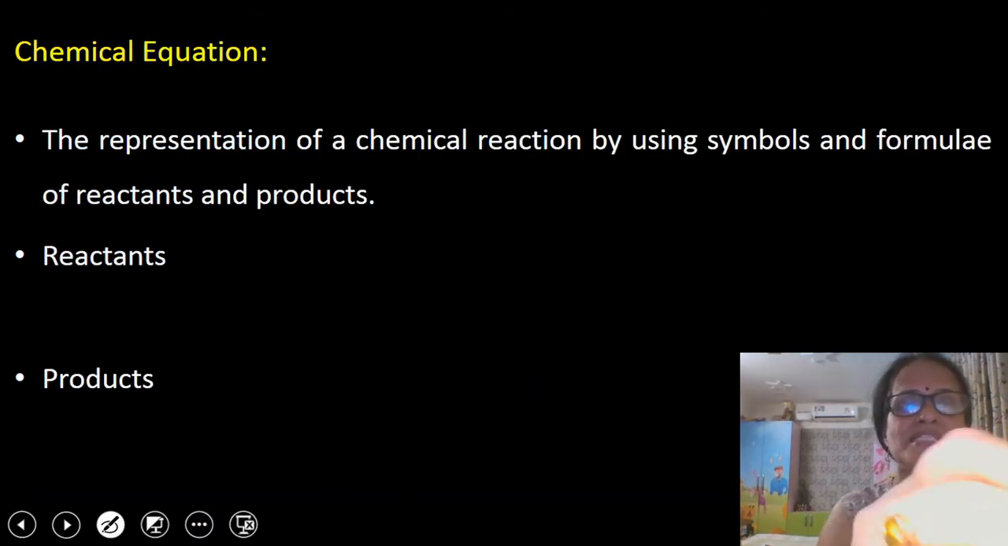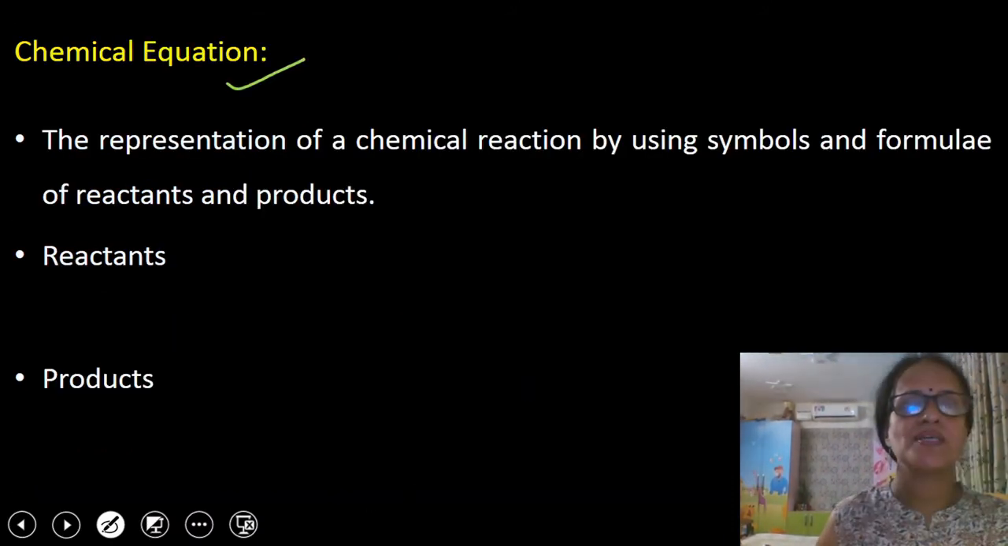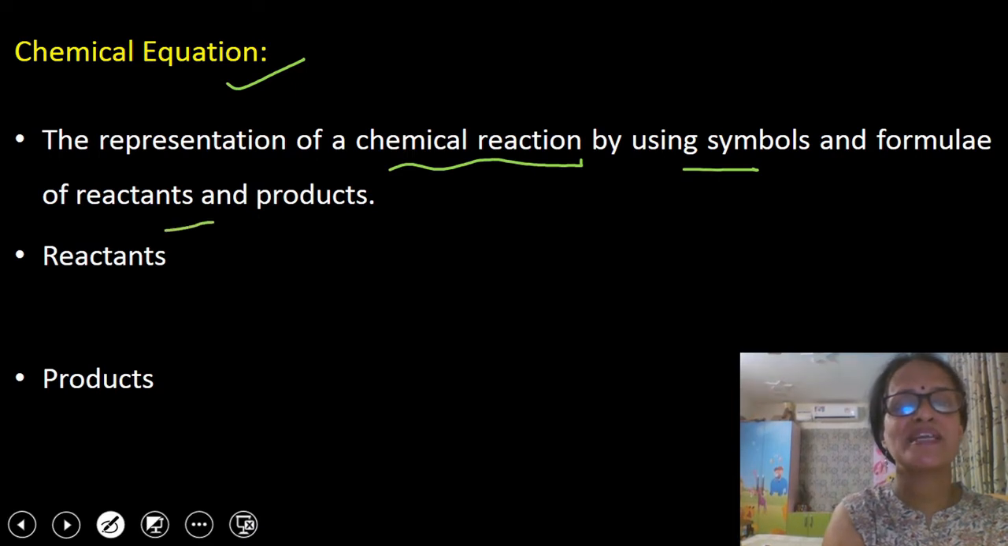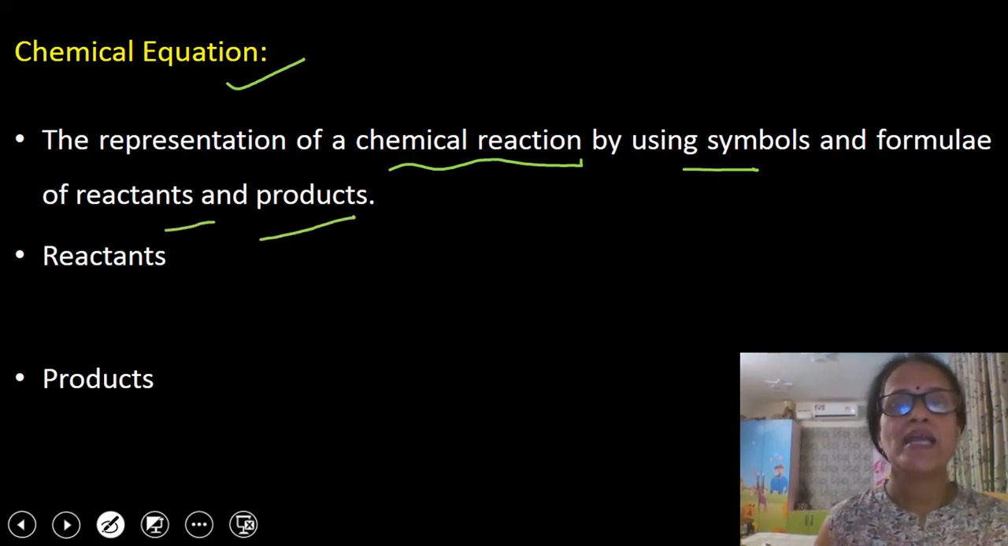We will start our discussion with chemical equation. First of all, we will see what is a chemical equation. Students, chemical equation represents a chemical reaction by using symbols and formulae of reactants and products. It means any chemical reaction can be represented by means of chemical equation by using symbols and formulae of reactants and products.